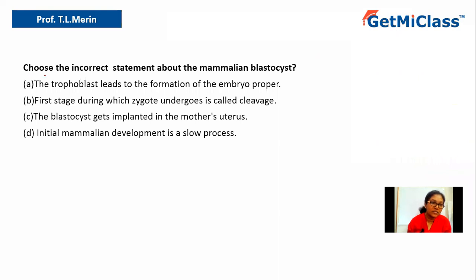Today we are going to solve this question which says choose the incorrect statement about the mammalian blastocyst. Option A, trophoblast leads to the formation of the embryo proper. Option B, first stage during which zygote undergoes is called cleavage. Option C, the blastocyst gets implanted in the mother's uterus. Option D, initial mammalian development is a slow process.